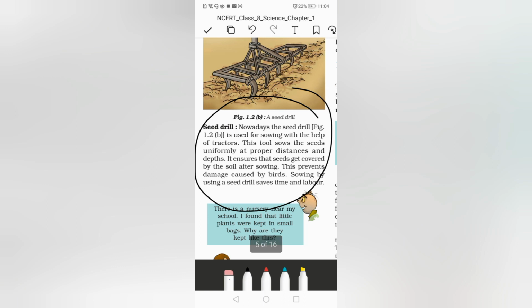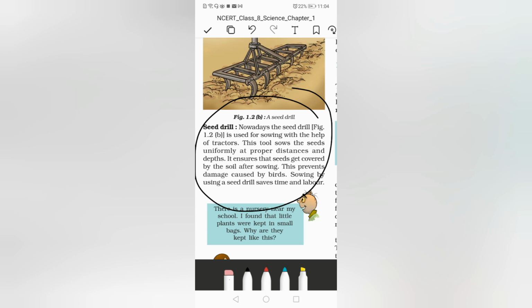Nowadays the seed drill is used for sowing with the help of tractors. This tool sows the seeds uniformly at proper distances and depths. It ensures that seeds get covered by the soil after sowing. This prevents damage caused by birds. Sowing by using a seed drill saves time and labor.